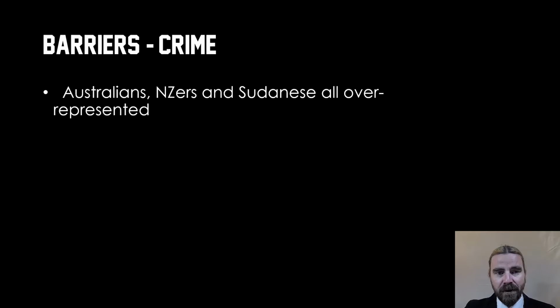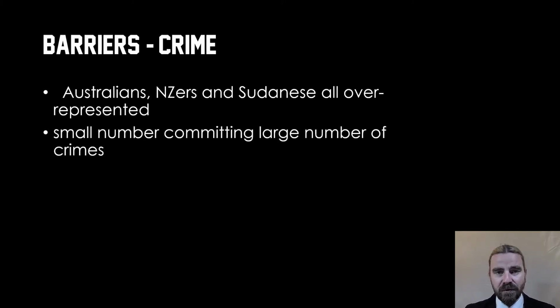Now, crime. Another barrier to social inclusion is either the fact of or the belief that Sudanese Australians are criminals. But if you look at all the groups, Australian-born people, New Zealand-born people, and Sudanese Australians are all overrepresented in crime statistics. So if you look at a certain percentage of the population, they should have the same percentage of crime. Australian-born people, New Zealand-born people, and Sudanese-born people are all overrepresented, so they commit more crimes than they should based on how many people from those birthplaces live here.